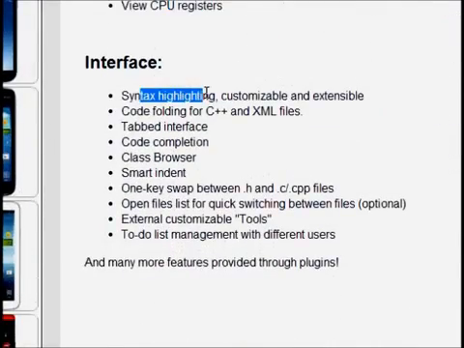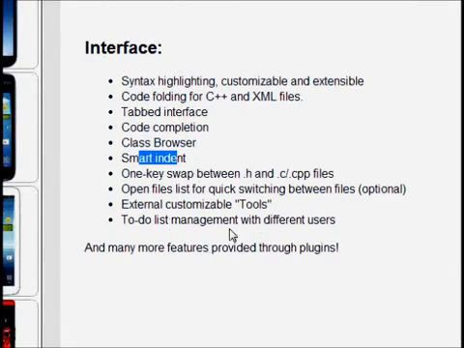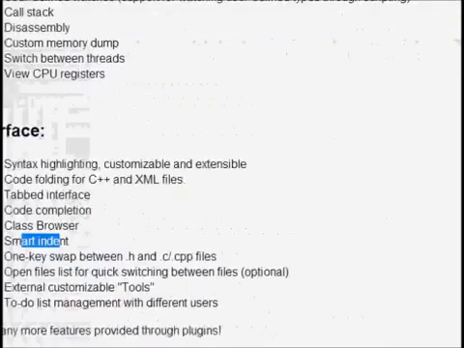You can also watch the CPU registers. For interfaces, syntax highlighting can be done, which can help you see the code. Code folding is also there. If there are a lot of functions, you can just fold the code. Then you have code completion, so you don't need to remember everything, it will give you options. Smart indenting is there, so a lot of things are there.